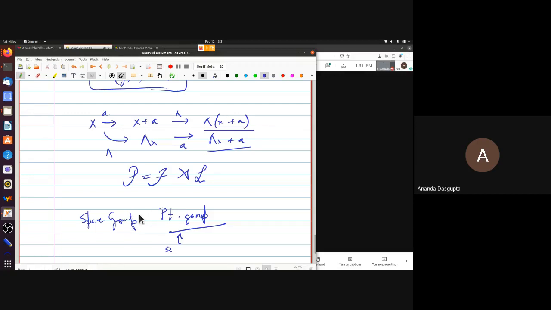And space group actually is the semi-direct product of the translations, lattice translation, not every translation, and the point group. So condensed matter physics uses semi-direct product in a big way because of all the symmetry considerations there. Why do you have so many space groups? What kind of point groups can you have? All of this essentially hinges upon this semi-direct product structure.